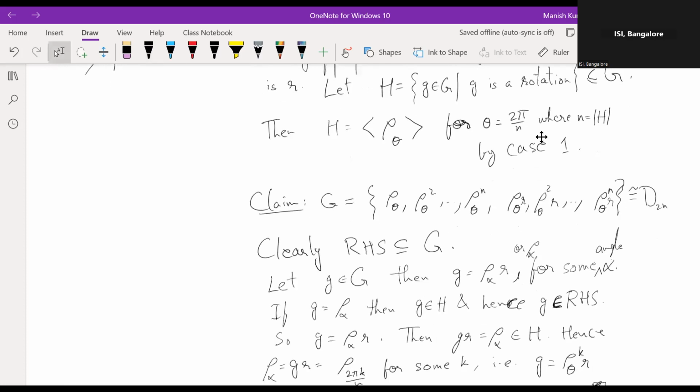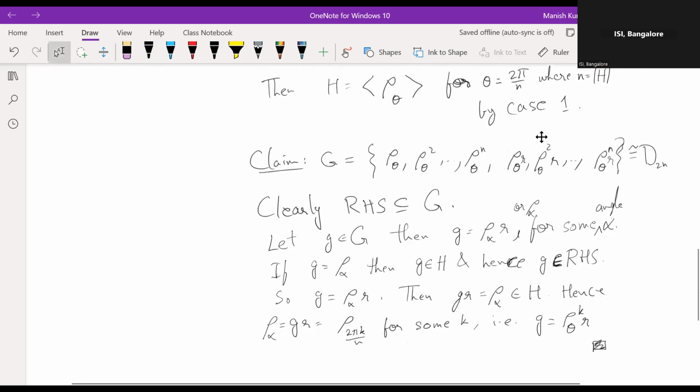Now consider the case G equals rho alpha R. If G is rho alpha R, what you do is consider G times R. What is G times R? It is rho alpha R times R, which is rho alpha, because R has order 2. It's a reflection, so R squared is 1. So it is rho alpha. So it automatically belongs to H because again it's a rotation.